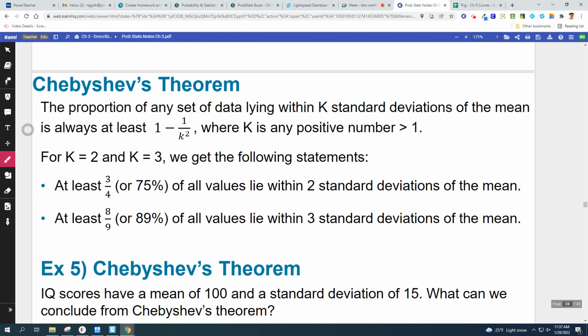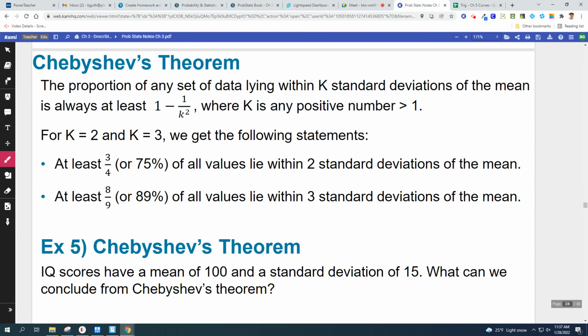There's something else that's called Chebyshev's theorem. And Chebyshev's theorem does the same thing. It answers the same question as the empirical rule, but the difference is it's for any set of data. So this doesn't have to be bell-shaped.